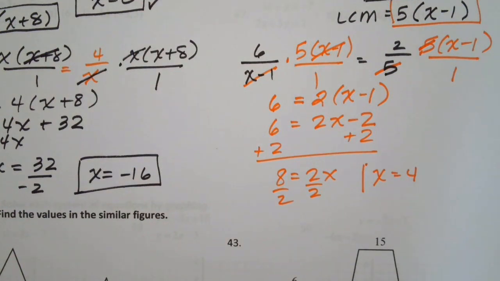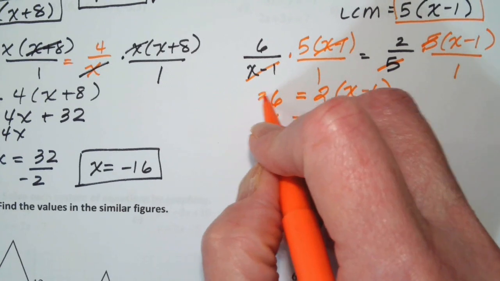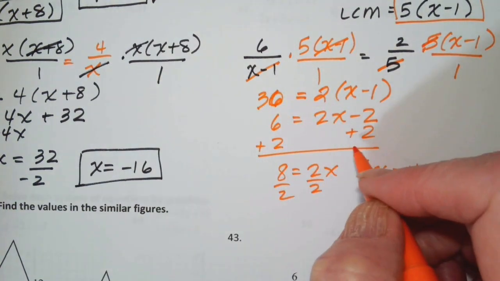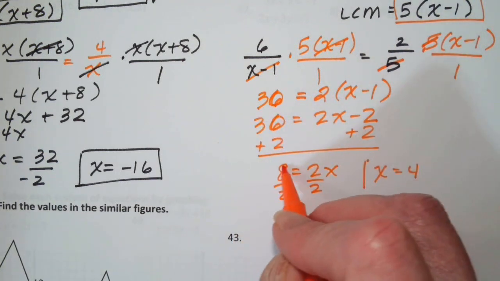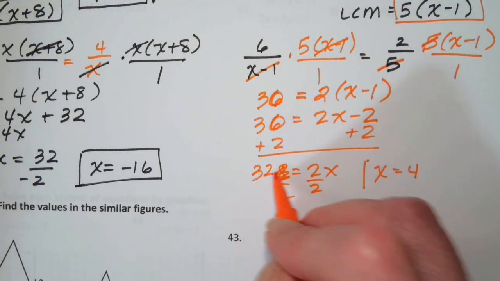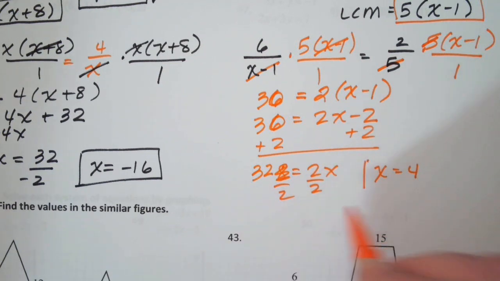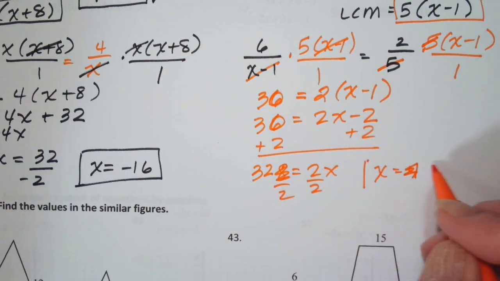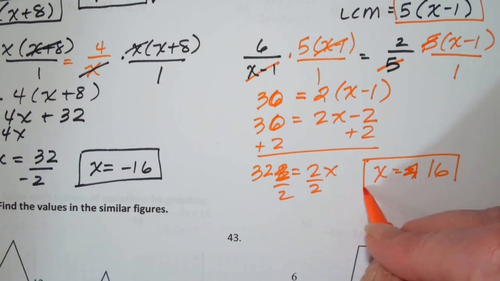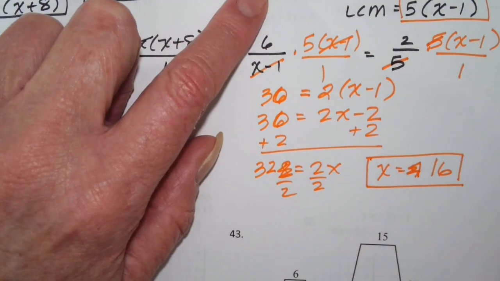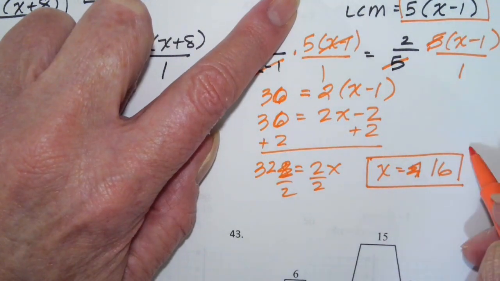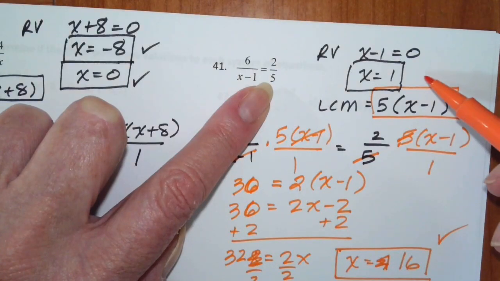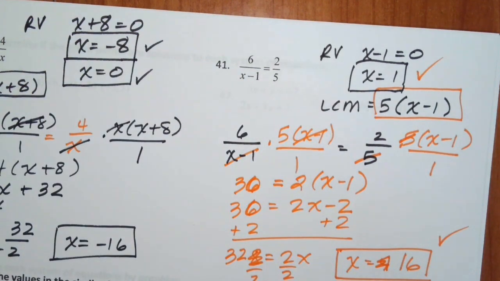Uh-oh, what have I done wrong here? Oh, 6 times 5 is 30. So this is 32. Whoops. And I was just doing some checking in my head, which is how I knew that that was incorrect, that I had made a mistake. Okay, so 6 over 15 does reduce to 2/5, so that's correct. It is not a restricted value, so I'm good to go.